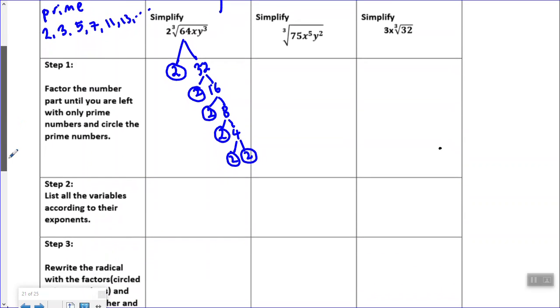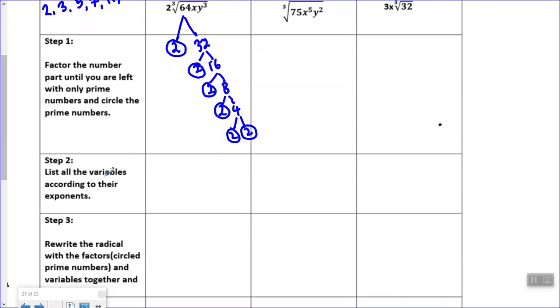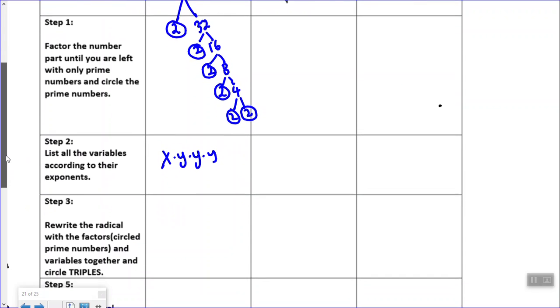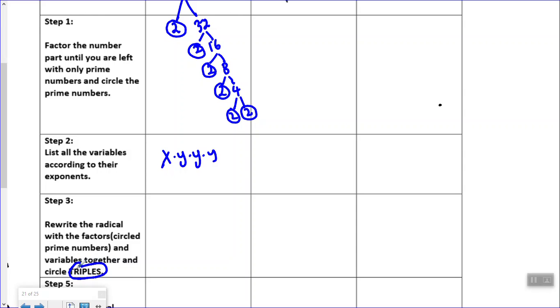And step 2, you have to list all the variables according to their exponent. Inside the radical, we have x y to the third power, so it is x times y times y times y. And step 3, rewrite the radical with the factors, which are the circled prime numbers and variables together. And you have to circle triples. So you have to circle triples for cube roots.